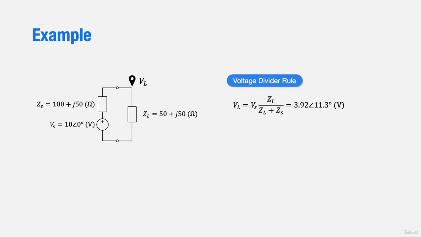Using the voltage divider rule, we can determine the voltage on the load. VL is equal to Vs times ZL over ZL plus ZS, and we get the phasor voltage on the load as 3.92 with an angle 11.3 degrees.